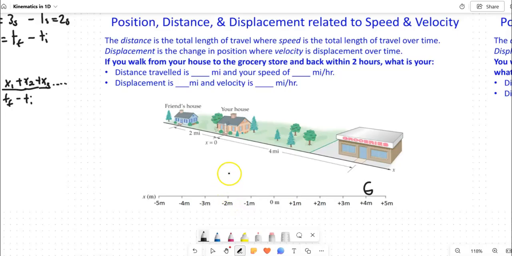Your friend's house is 2 miles left of that. And again, your home is right here. And I'm realizing I should probably write the G above this, or actually, let's write it below it. The G is down here. Here's your home. And here is your friend's house.